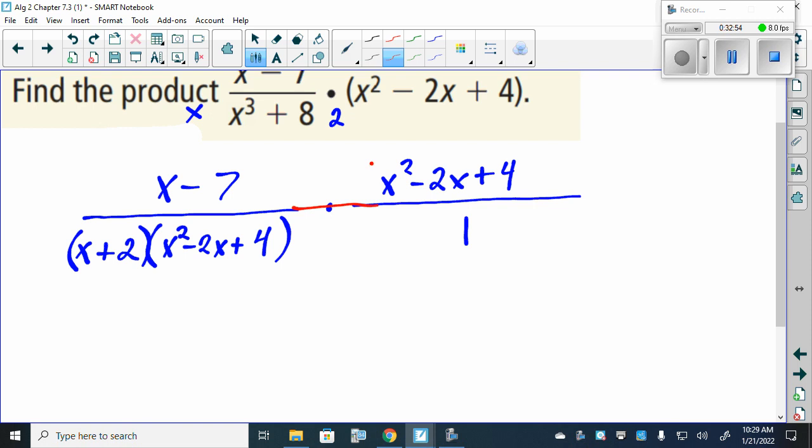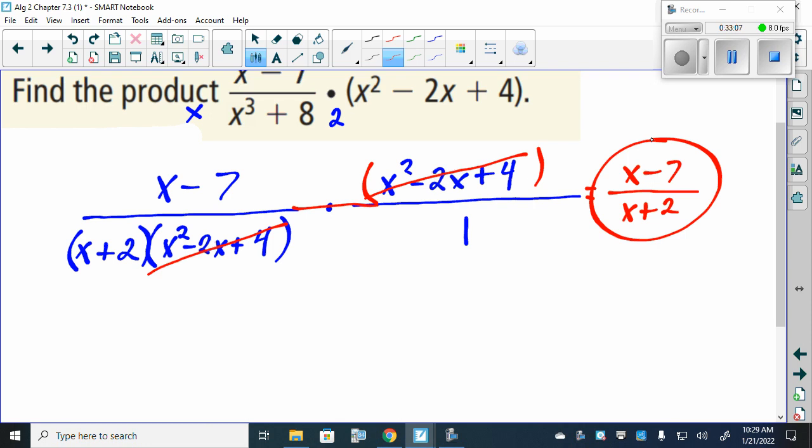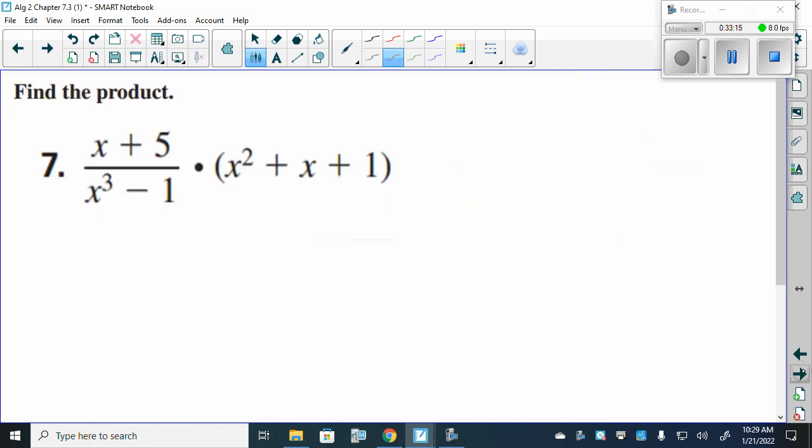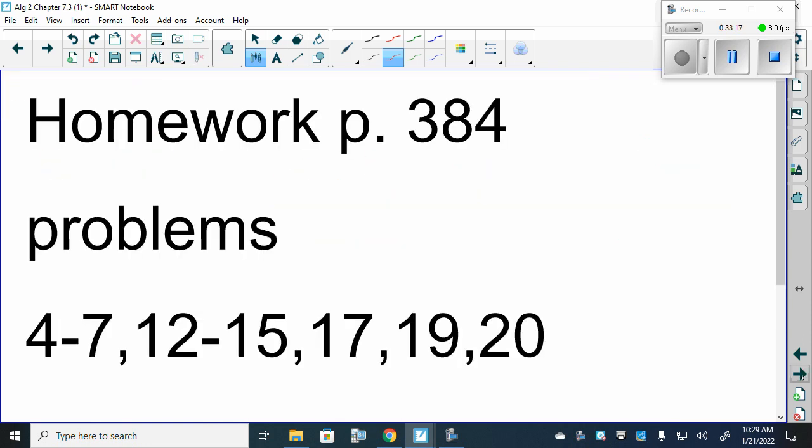Now, as we were saying, these two here will cancel out, leaving us with what? Over. And that'd be the answer. Any other questions on this here? And that is all we are doing for today. And that finishes up 7.31.